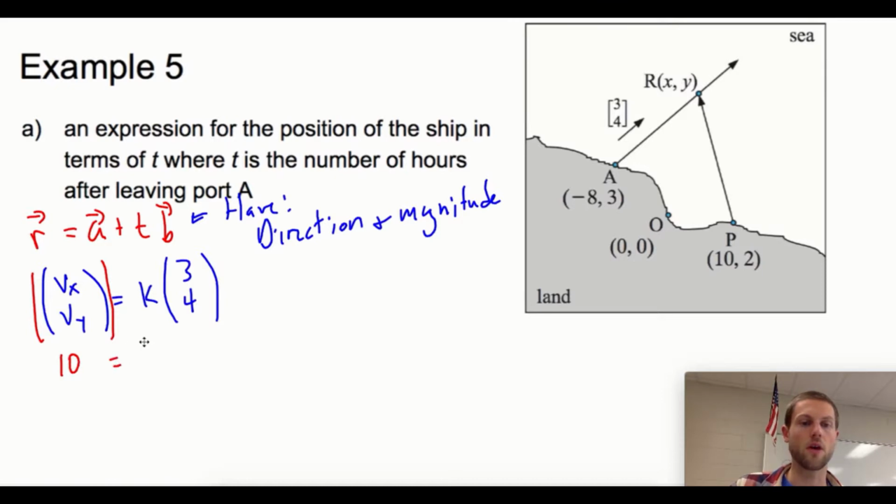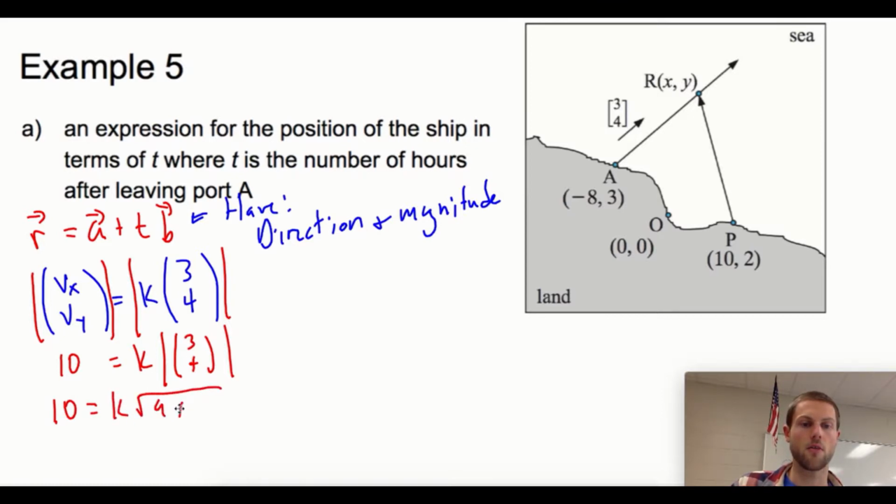And that should equal the magnitude of this whole thing, or k times the magnitude of my direction vector, 3, 4. And so this is going to be 10 is going to equal k times the square root of 9 plus 16, which is equal to 25. Square root of 25 is 5. So 10 will equal k times 5. So k must equal 2.